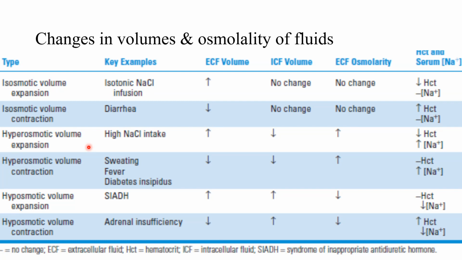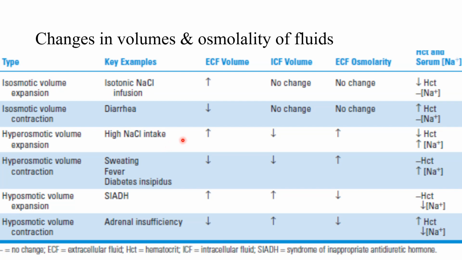Same thing as what we discussed here: isosmotic volume expansion. It means someone is given an isotonic solution. What will happen? Increase in the extracellular fluid volume, right? Intracellular no change, extracellular osmolarity no change, but the hematocrit value, you are not adding RBC, it is getting diluted because you are giving plasma, right? So the hematocrit value will decrease. Isoosmotic volume contraction means diarrhea, you are losing extracellular fluid, so volume will decrease. Intracellular no change, extracellular osmolarity no change, you are losing isotonic solution, right? So hematocrit value will be high, but sodium has no change, right?